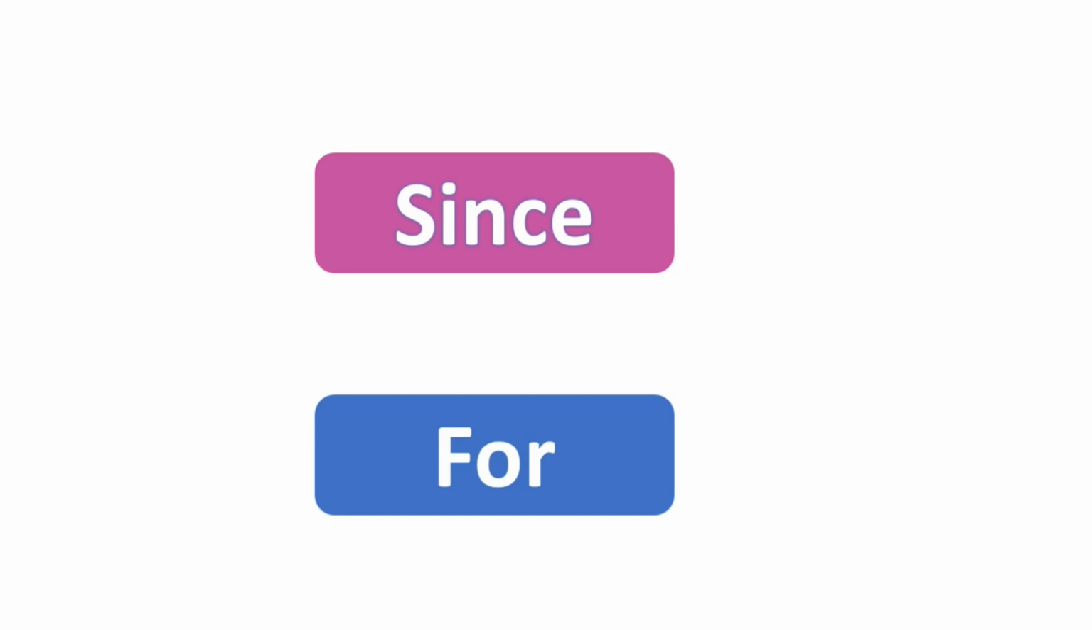Today's lesson, we are going to talk about two similar and sometimes very confusing English expressions, that is, since and for. These two time expressions are commonly confused in English, but after watching this video, you will have a good understanding of the difference and when to use these words. So let's get started.